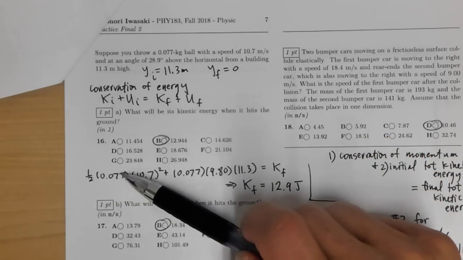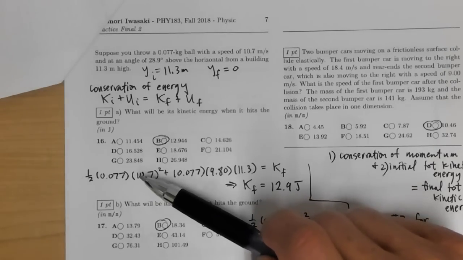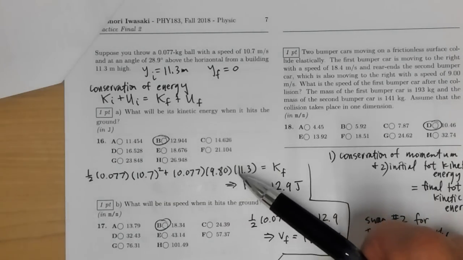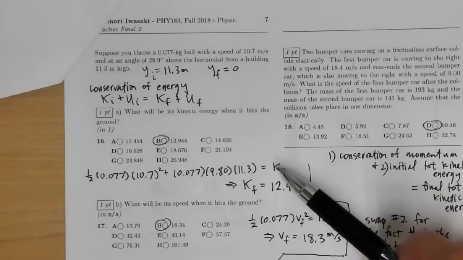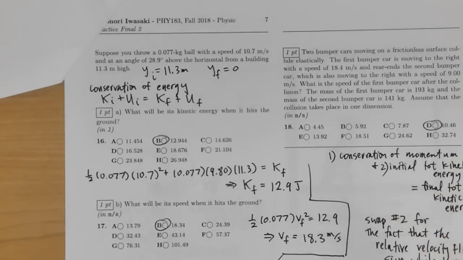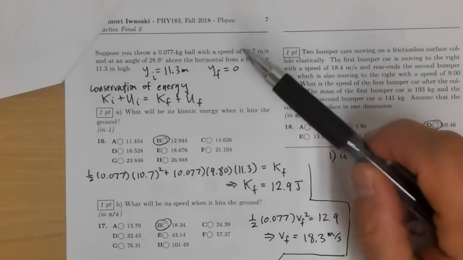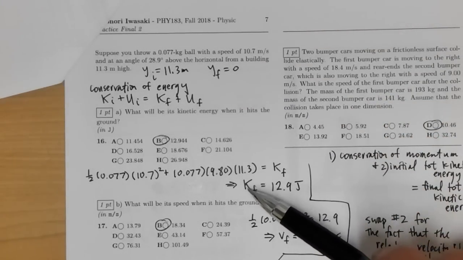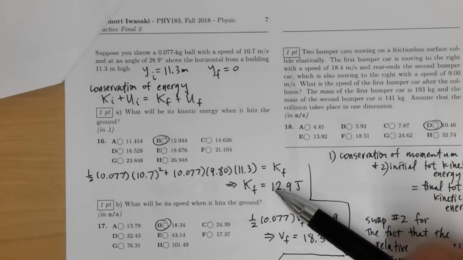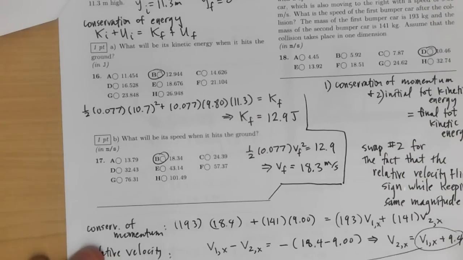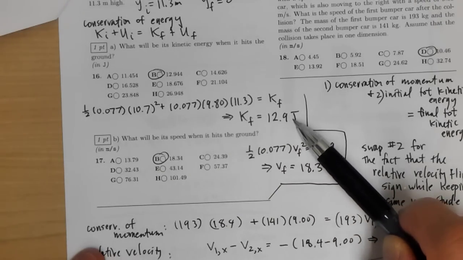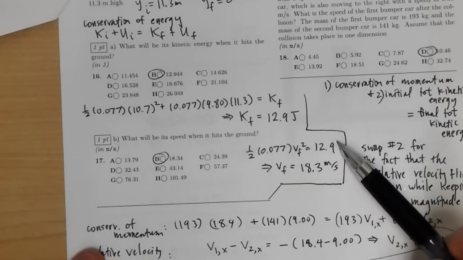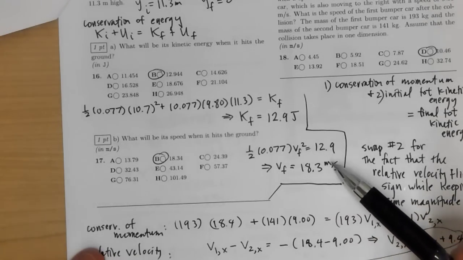1/2 the mass of 0.077, the initial speed is 10.7 squared, plus mg times the initial height, so the mass 0.077 times 9.80 times 11.3. That's equal to the final kinetic energy plus the final potential energy, but the final potential energy is 0 because y final is 0. So the final kinetic energy is all this stuff here, which ends up being 12.9 joules. Now they want to know the speed when it hits the ground. 1/2 m v final squared is equal to 12.9, which gives us v final is 18.3 meters per second.